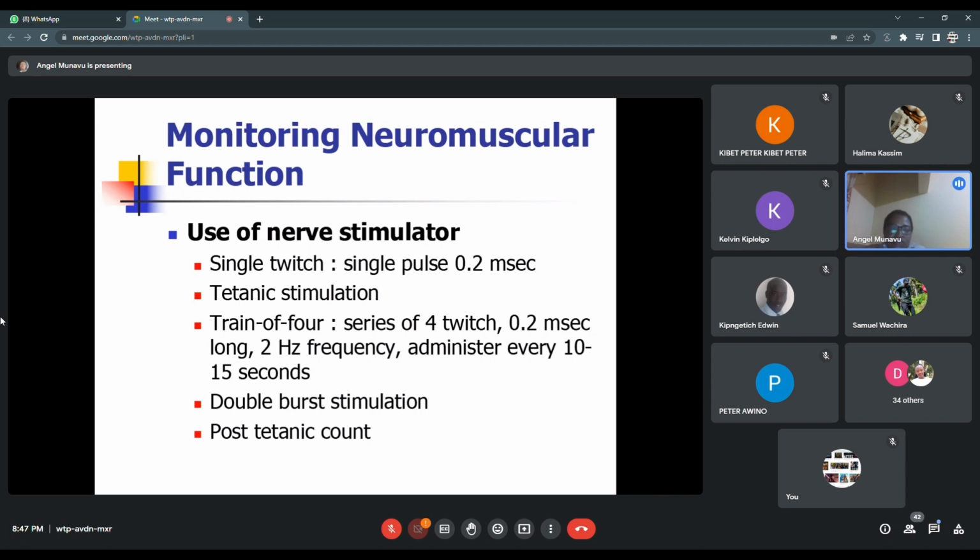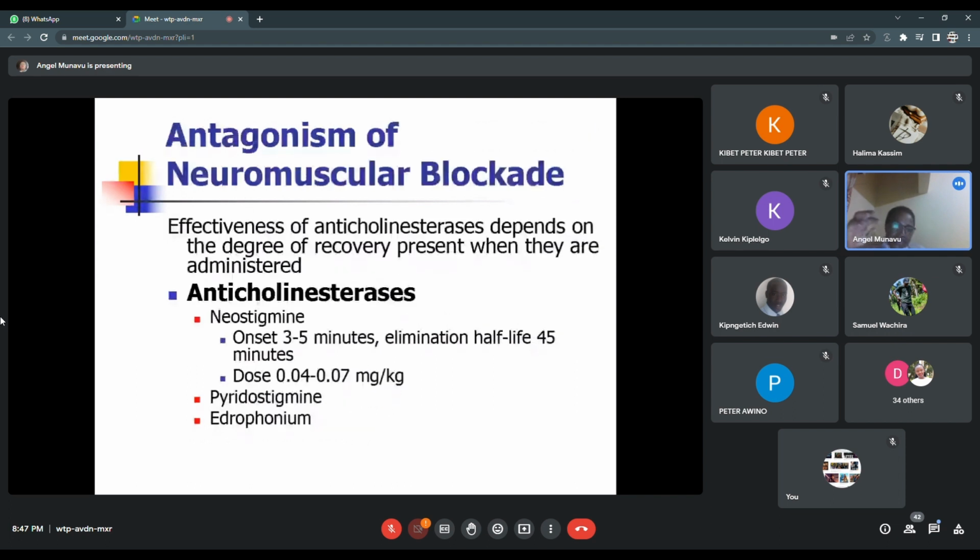Supposing now the surgery is over, how do you reverse this neuromuscular blockade? Okay, so there are some other drugs we give to remove this drug. Usually the suxamethonium is hydrolyzed by the pseudocholinesterase, but with the non-depolarizing, we all the time want to give drugs to reverse the action. And these drugs, we call them anticholinesterases.